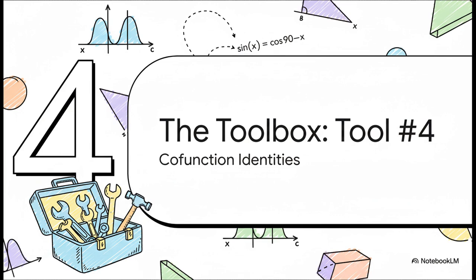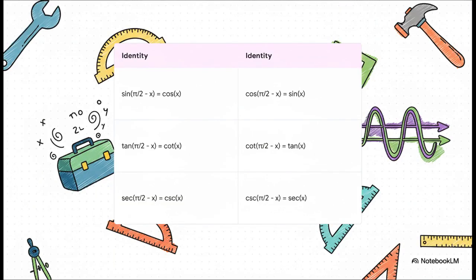And for our last set of essential tools, we have the co-function identities. These are the ones that connect a function to its co-buddy. So sine connects to cosine. Tangent connects to cotangent. You get the idea. What these are really telling you is something about the graphs of these functions. A sine wave is literally just a cosine wave that's been shifted over a little bit. So these rules are just a neat algebraic way of describing that visual relationship.